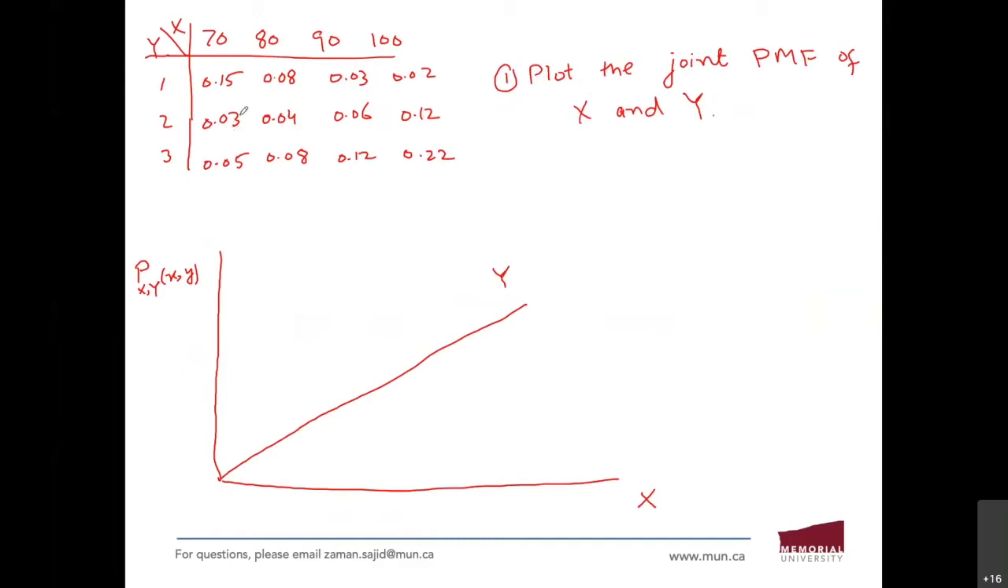Now the very first point is X should be 70 and Y should be 1. So let's label them first and then we can see. For example, this is my X, which is 70. This is my 80. This is 90. And this is 100. And say for Y, for example, this is my 1. And this is my 2. And this is my 3, for example.